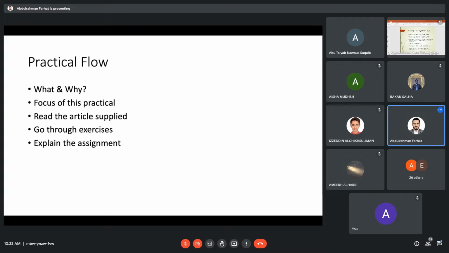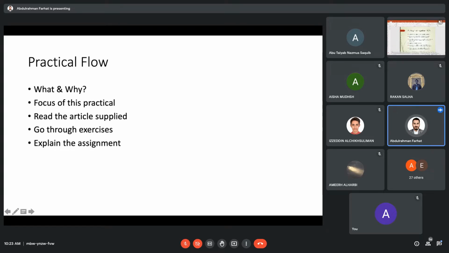So what and why are we taking this practical? Basically the lecture is a one-way thing. One is explaining and the audience is listening. However, the practical is more interactive, so you guys will retain the information. This is why we are taking the practical. And what is this practical about? It's basically about what's been discussed in the lecture.